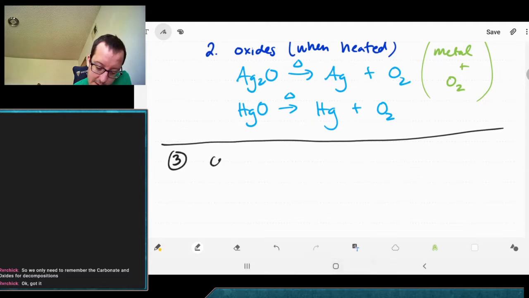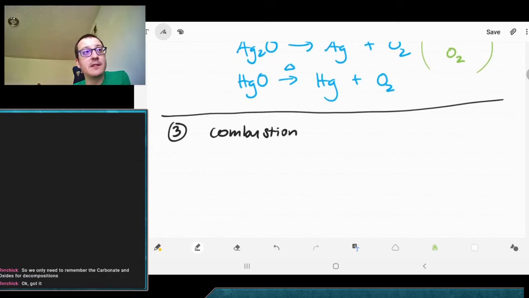Our third one is combustion. This is a very special type of reaction.